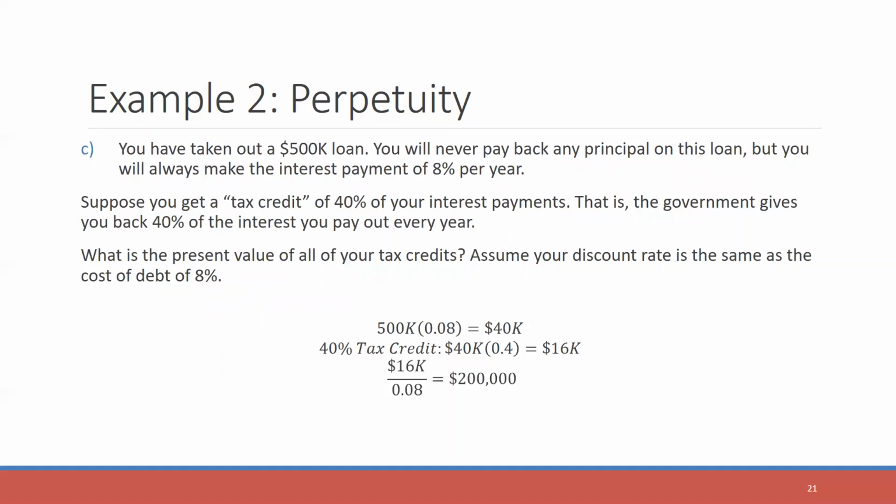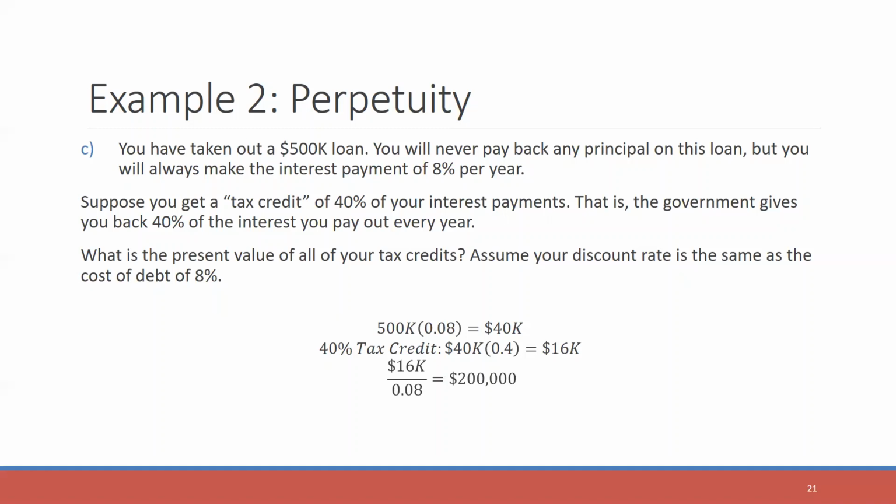All right, step by step. We've got our 500K. We want to know what our interest is. Well, our interest payment is 8%. Cool. So we take our 500K, we multiply that by 0.08 to get 40K. Our next question is, well, what's the tax credit? What's the tax write-off that we get? We don't get to write off the entire 40K. We do get to write off 40% of the 40K. So that's why we have 40K multiplied by 0.4.